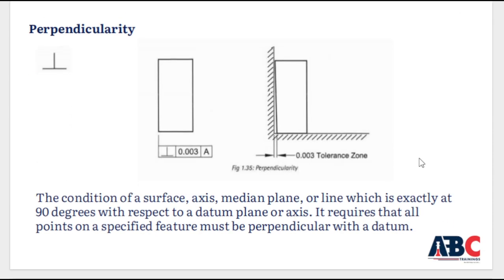Perpendicularity. The condition of a surface, axis, median plane, or line which is exactly at 90 degrees with respect to a datum plane or axis. It requires that all points on a specified feature must be perpendicular with the datum.